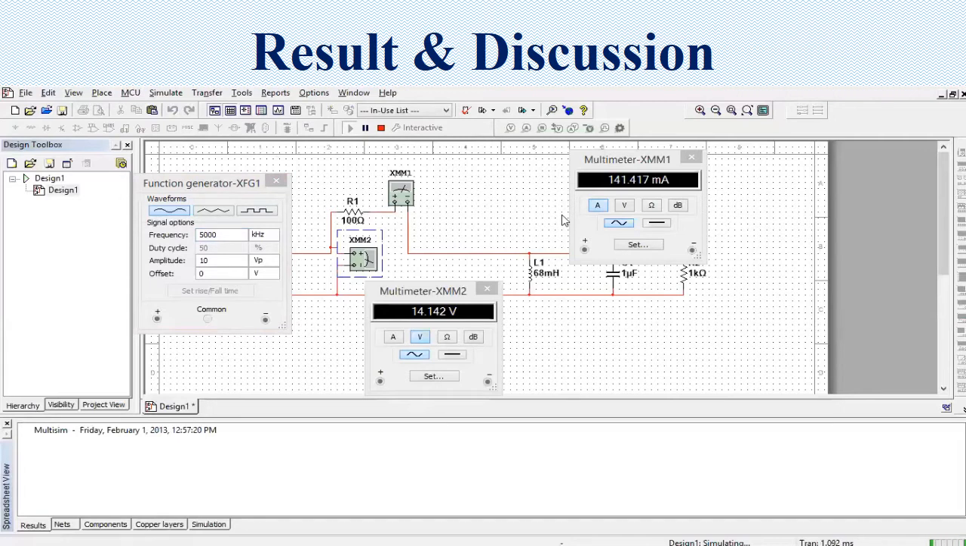So at the very lowest frequency my current is very high, and if I increase the frequency, then my current decreases. At one point it becomes very low, at the resonant frequency when the current is very low. After passing through the resonant frequency, my current again moves towards the highest position. So this is how I can analyze the result of the parallel resonance circuit in NI Multisim software.